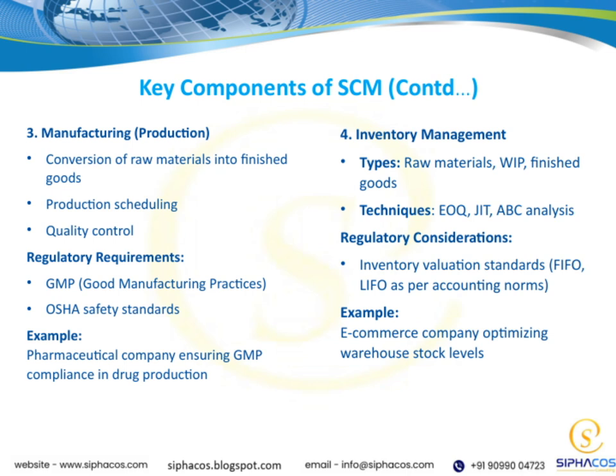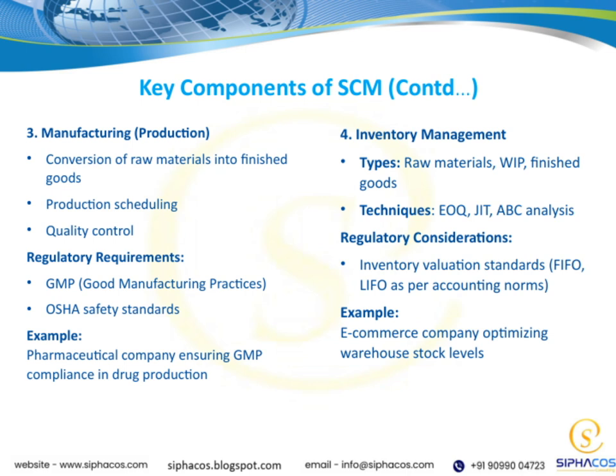Regulatory considerations are also vital. Good manufacturing practices, or GMP, set the standards for quality and safety in production processes, especially in industries like pharmaceuticals. Additionally, OSHA safety standards ensure a safe working environment for everyone involved. For instance, a pharmaceutical company must rigorously follow GMP to ensure every drug produced is safe and effective. These elements, production, scheduling, quality control, and regulatory compliance, are all key components that keep the supply chain functioning effectively and responsibly.